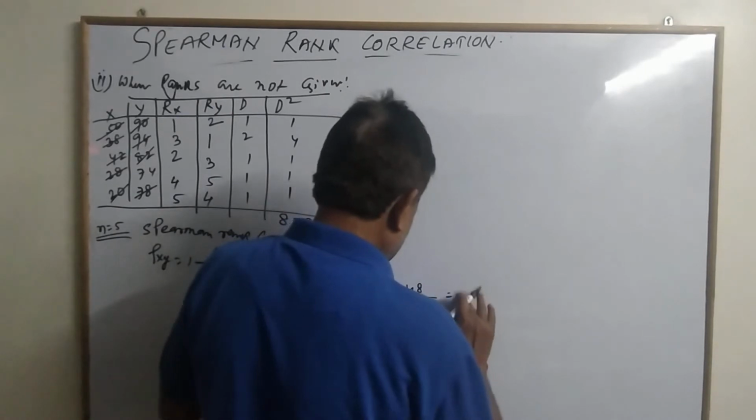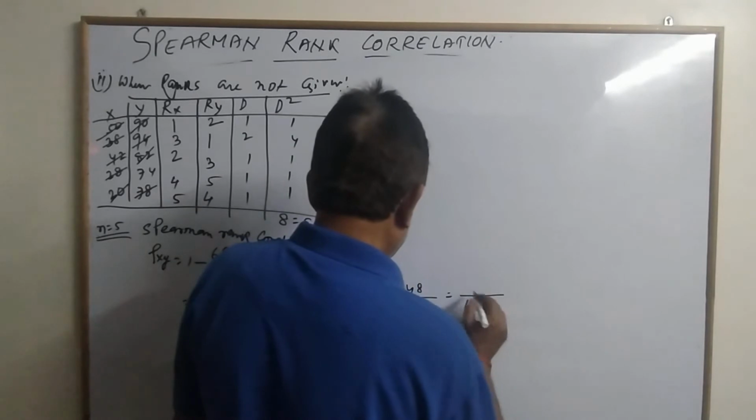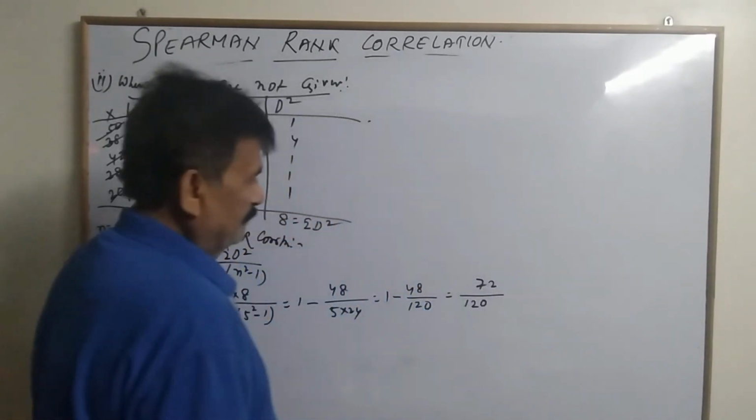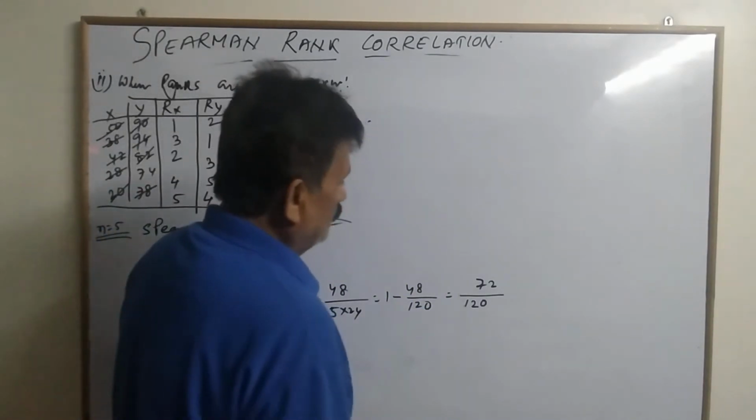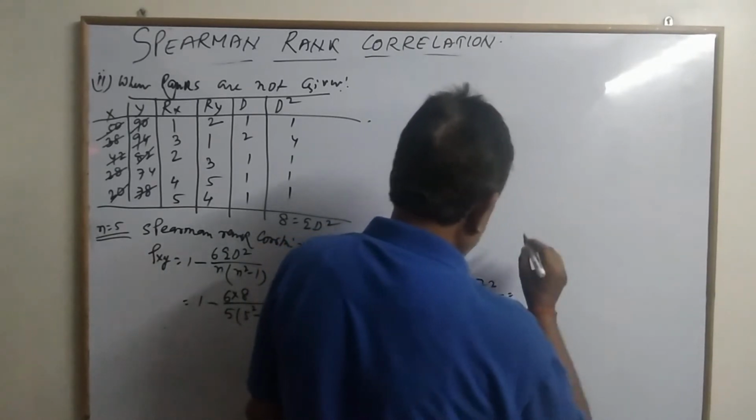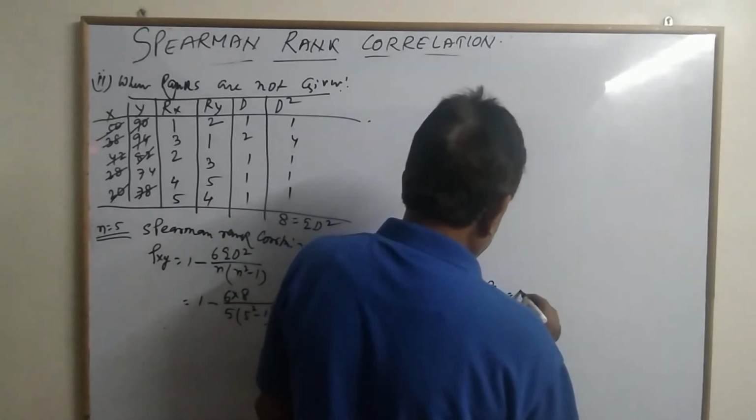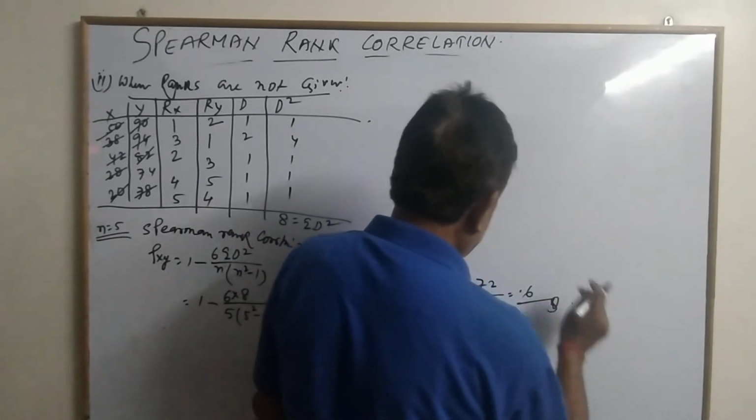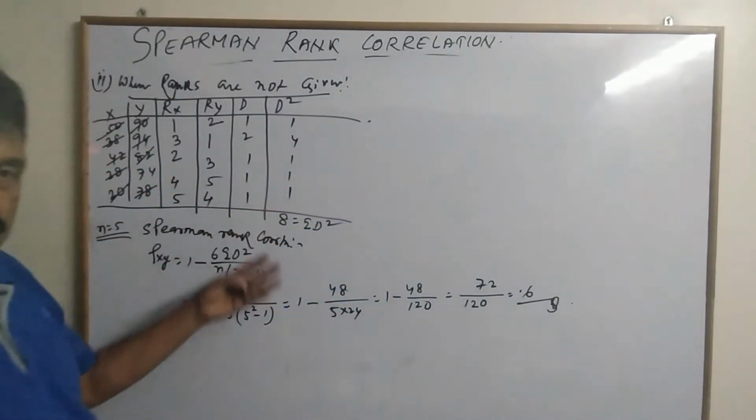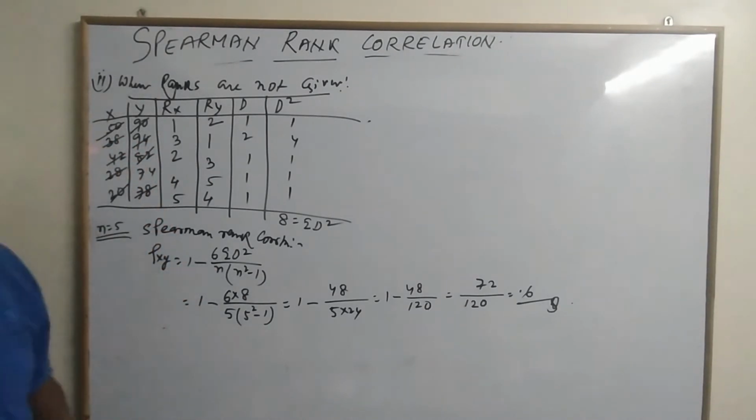So this is 72 by 120, and this is 0.6. This is how we calculate the rank correlation when the ranks of x and y are not given.